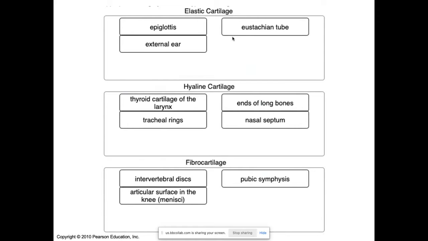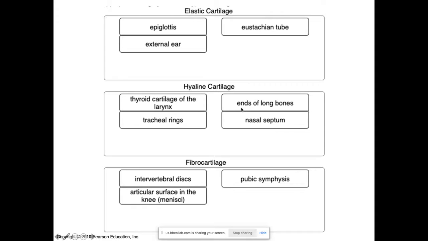And when that happens, and it's happened to everyone at least once, where you laugh or water goes down the wrong pipe, that's because the epiglottis didn't shut down the windpipe. So the epiglottis is elastic cartilage that folds down and closes off the windpipe, so your food gets diverted down the esophagus, the right pipe.